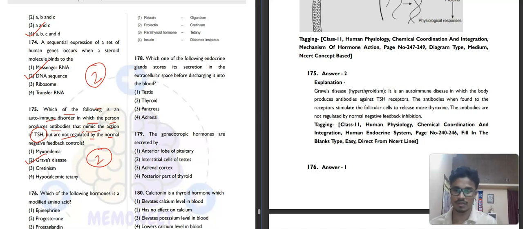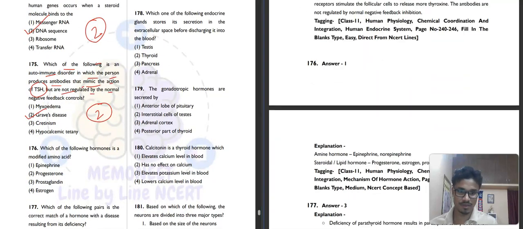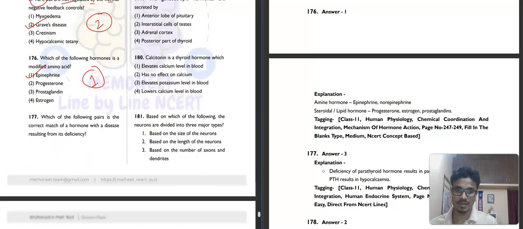Then moving to the next question, which of the following hormones is a modified amino acid? This question was already asked one time, I think, in this paper. Epinephrine will be our correct answer, derived from the amino acid tyrosine. So question number 177 now.